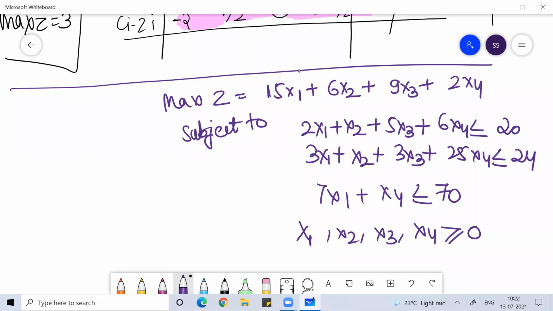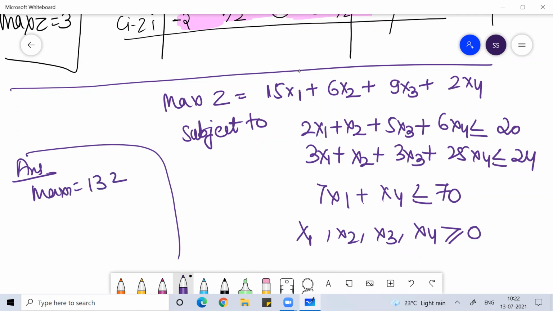This is your question. Solve this problem, guys. This will be your homework. Try to solve this question and let me know your answer. I'll tell you the final answer. Your final answer will be: maximum of z is equal to 132. X1 is 4, X2 is equal to 12, and your X3, X4 are 0.